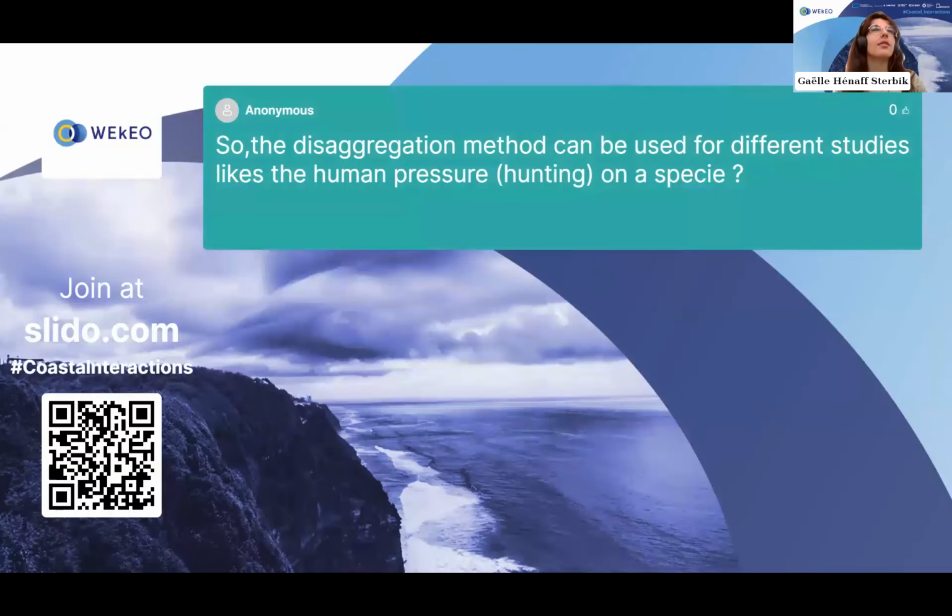So we have this question: can the disaggregation method be used for different studies, like human pressure from hunting on a species? Well, I'm not sure if that would be possible. Actually, this method specifically is designed only for detecting the elements exposed to flooding, static elements exposed to flooding. So I don't know. Maybe if you find a way to apply this method, I would be very happy to hear about it. Maybe there is work already done on this. We should look on the internet.